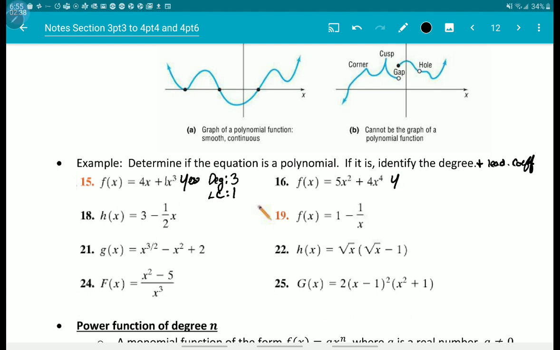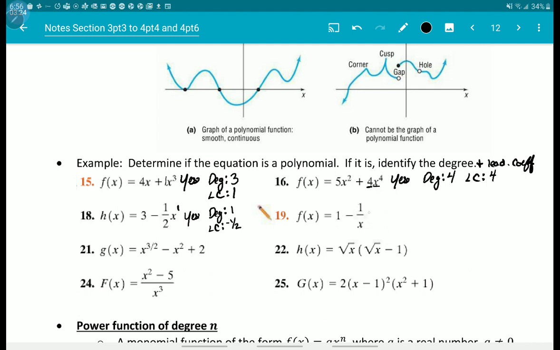16. This is a polynomial also. It meets all that criteria. Exponents are whole numbers. They're positive. So we're good. The degree, that biggest exponent, is 4. The leading coefficient is the number that's in front of that term. So that number is going to be 4. 18 is also a polynomial. That's actually a linear function. The degree here, that biggest exponent we have is that 1 that's on that x. The leading coefficient happens to be the slope in this case, and it's -1/2.